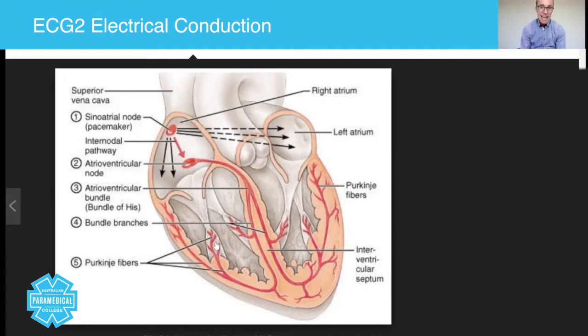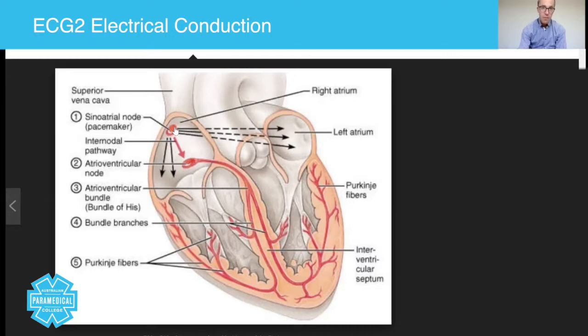And that's basically it. That is the electrical conduction system of the heart. It starts at the SA node, it goes down to the atrioventricular node, it goes down through the bundle of His into the left and right bundle branches, and into the Purkinje fibers.